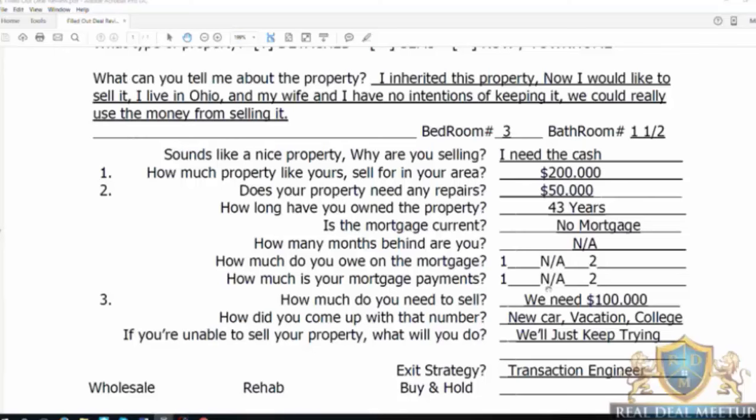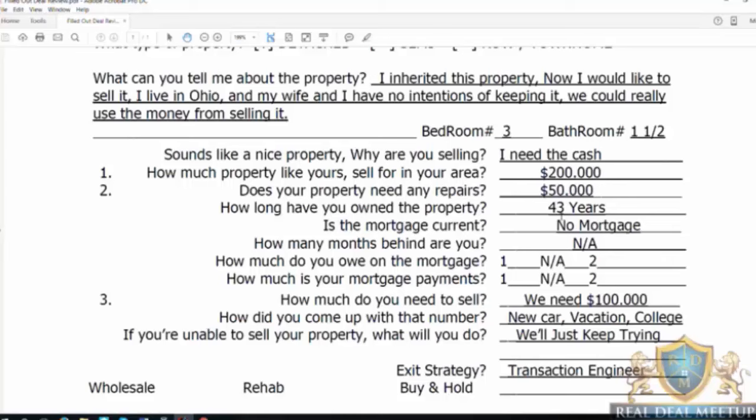Now, the seller says the property needs between $50,000 and $70,000 worth of repairs. We put 50 down here. I'm going to change this. Let's make it 70,000 and make it even more interesting. So we say 50,000 to 70,000. How long have they owned the property? Well, the seller says they owned the property for over 43 years.